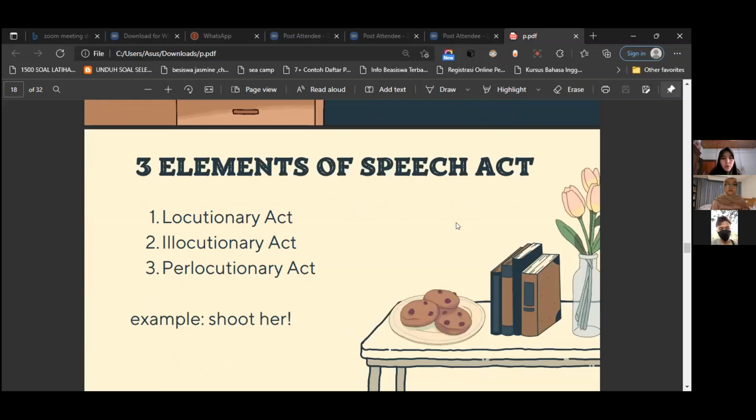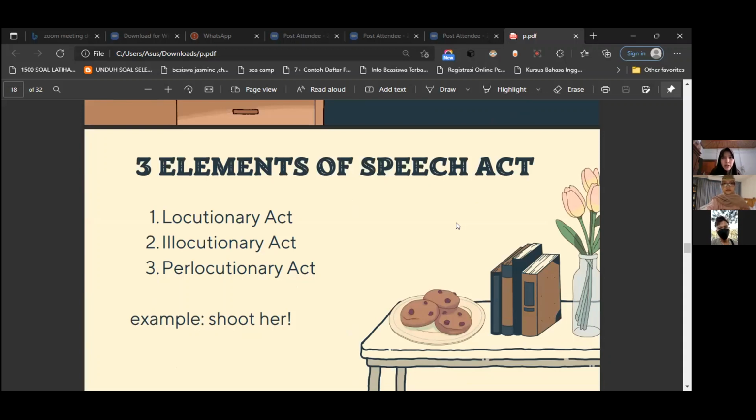The first one we call locutionary act. The locutionary act is saying something that makes sense in a language. The second is illocutionary act. It is the statement as intended by the speaker. And the third one is perlocutionary act, the consequent effect on the hearer that the speaker intends should follow from their utterance.